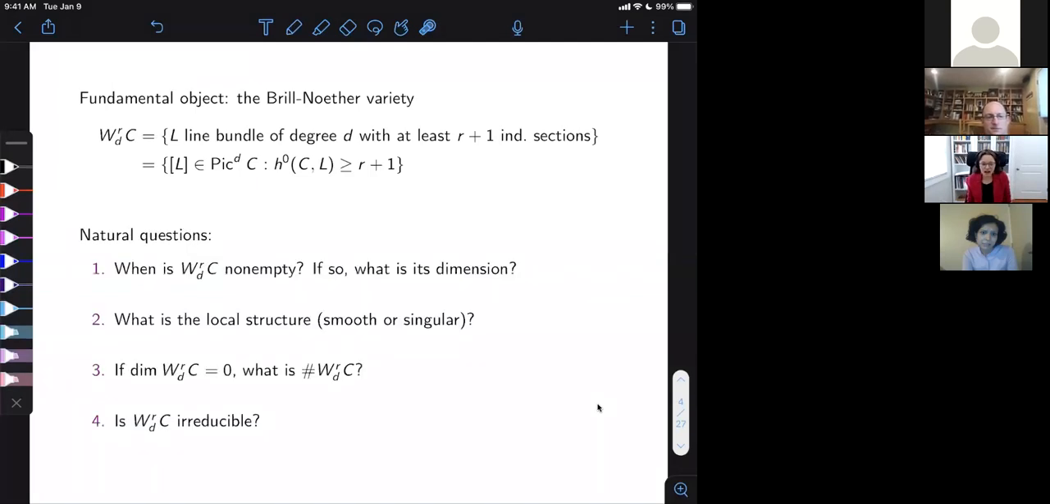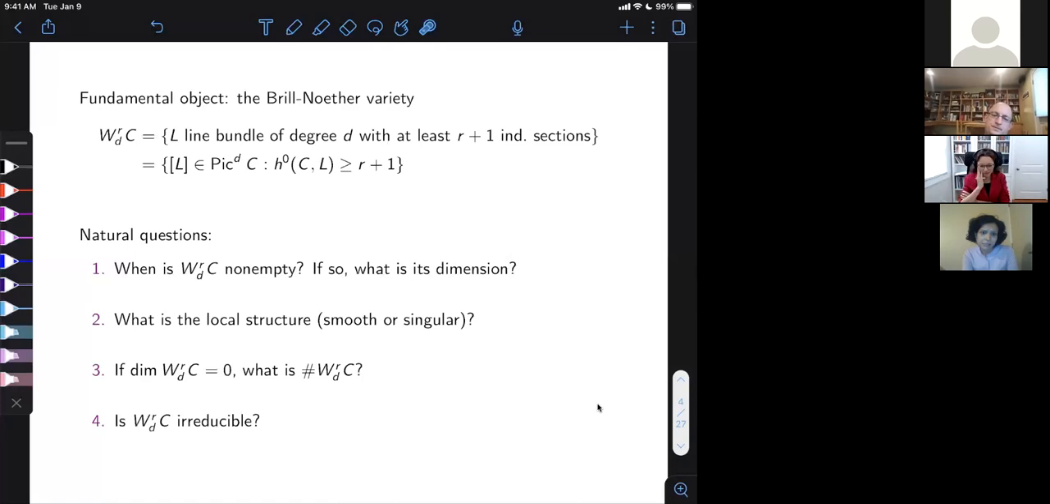So first, when is it non-empty? Roughly that asks, when can my curve be realized as a degree d curve mapping to P^r? And if it's not empty, what's its dimension? So in how many ways can it be realized as a degree d curve mapping to P^r? How canonical is this realization? And then once you know those first questions, you can ask more about the local structure. Is it smooth? Is it singular? If it's singular, where do the singularities occur? How mild or how terrible are the singularities?